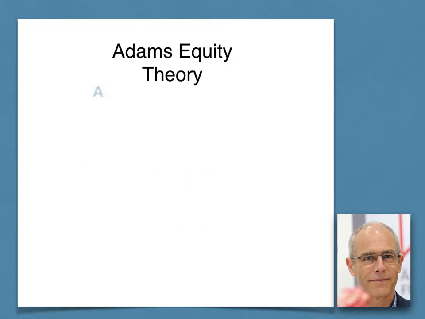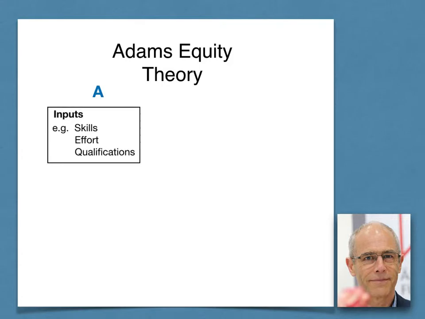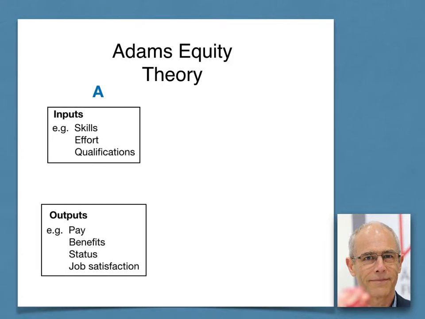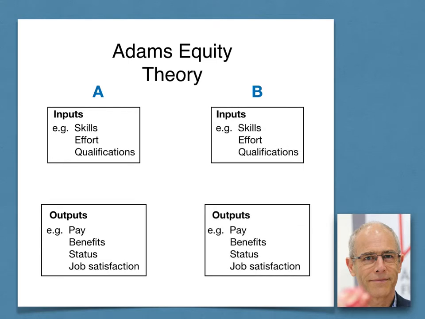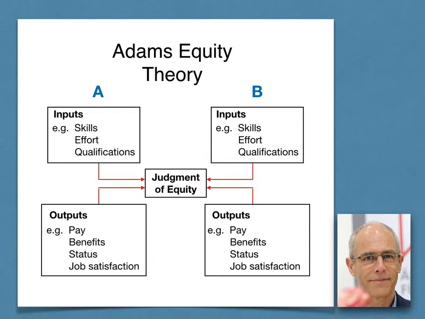Equity does not depend on our input to output ratio alone. It depends on our comparison between our ratio and the ratio of others. We form perceptions of what constitutes a fair ratio of inputs and outputs by comparing our own situation with other referents. If we feel that inputs are fairly rewarded by outputs, then generally we are happier in our work and more motivated to continue inputting at the same level.